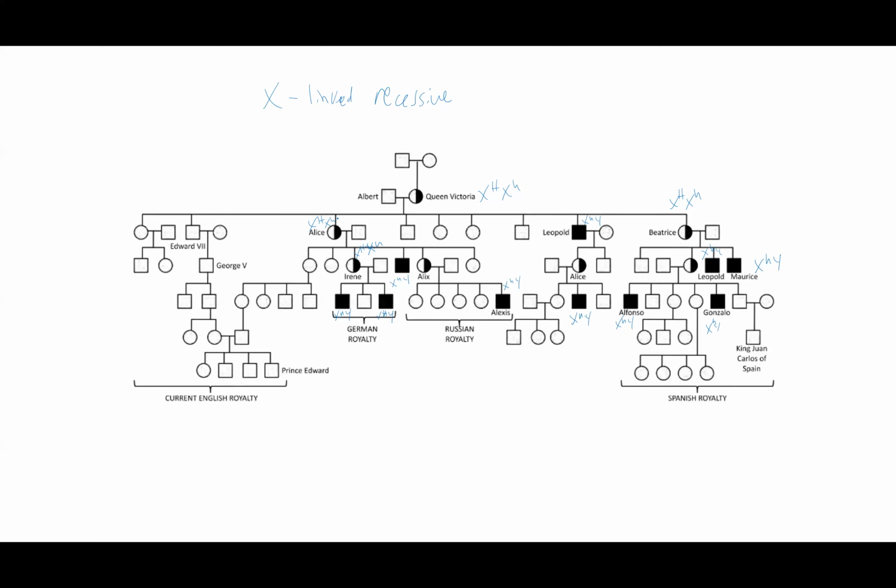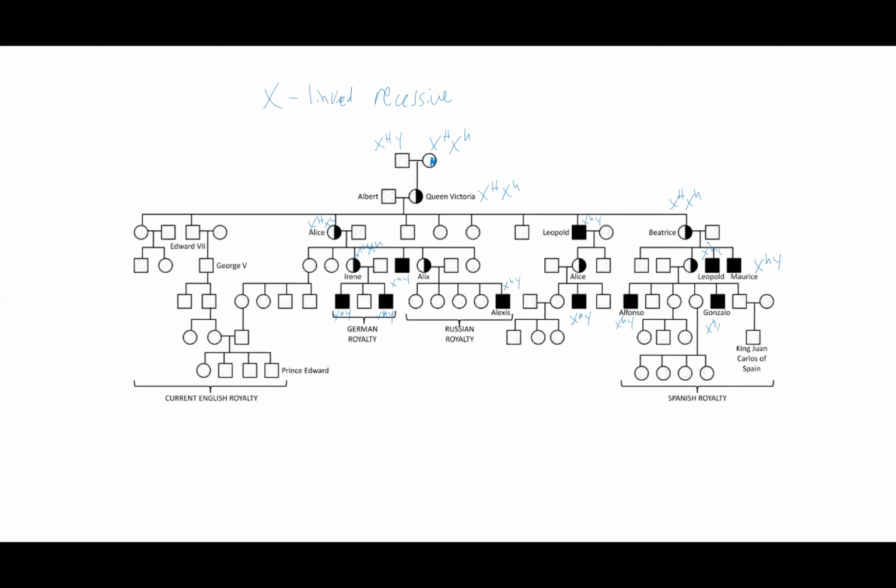Okay, what do we know about Queen Victoria? Parents. She's a carrier. So we know that one of her parents had to carry it. Which one do you think carried it? If her dad had carried it, he would have hemophilia. He would express it. So we can guess that it was probably her mom that was a carrier and dad was not.